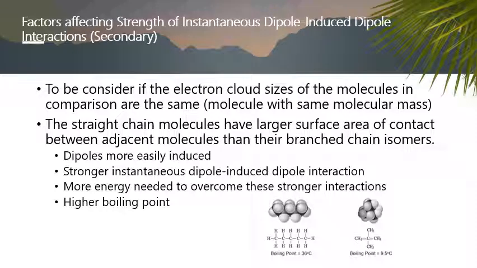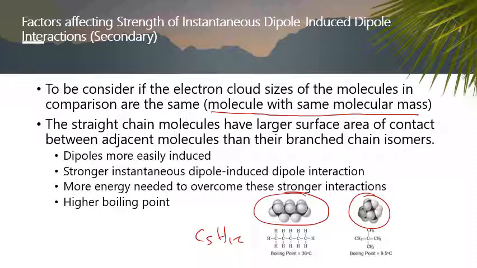Secondary factors that affect this is the shape. But don't forget, this is secondary, so this is only used if the molecules have exactly the same molecular mass. As shown below, we have C5H12. So one is linear and one is spherical. Now the straight chain one, if you think about it, has a large area between both of them. The dipoles are easier induced. So we have stronger instantaneous dipole-induced dipole compared to the spherical one.